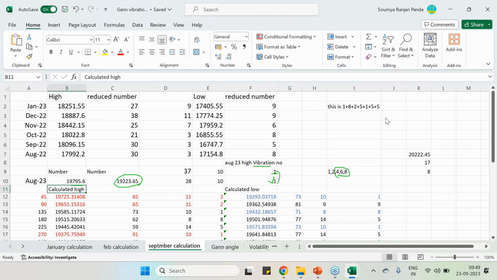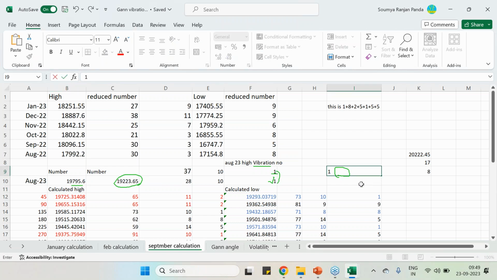So here you are getting very interesting things. Both are 1, so nothing will change. The spot, low is correct, both are 1. If I change it to 19795.6, then both are 1. No other vibration number will get 1 because 1 is universal. Once universal comes, you cannot multiply it, because otherwise everything from 1 to 9 will become a vibration number.